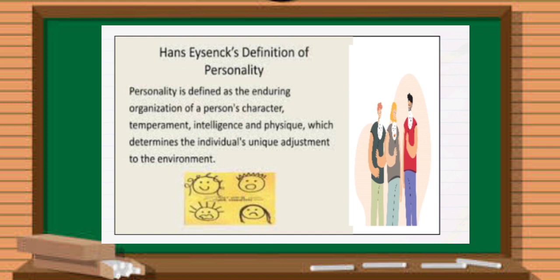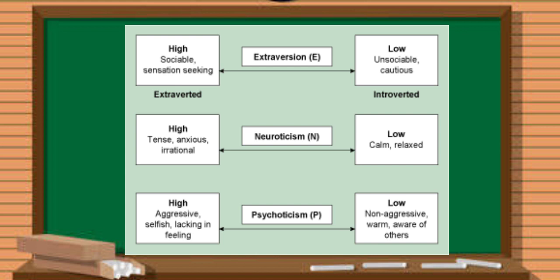Meanwhile, Hans Eysenck defined personality as the enduring organization of a person's character, temperament, intelligence, and physique, which determines the individual's unique adjustment to the environment. This would be the model of Eysenck's theory.